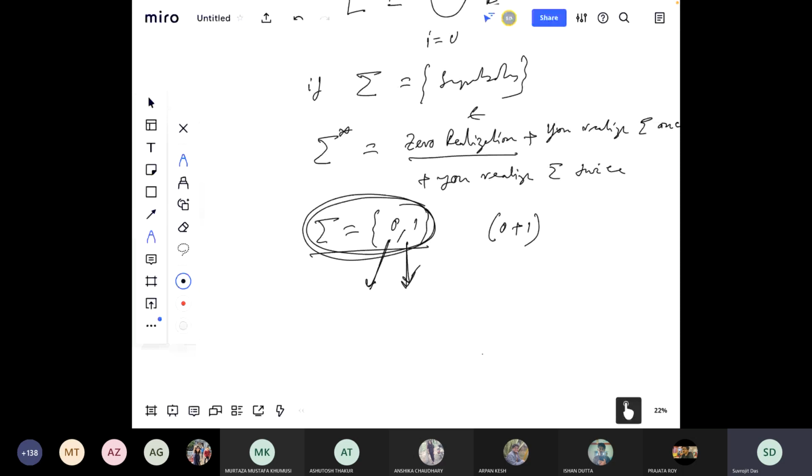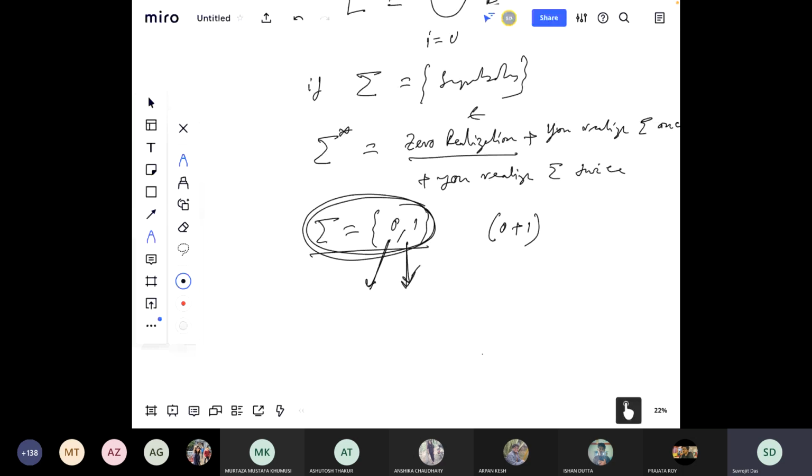You realize sigma twice. What does it mean? In the first realization, you may have a 0. In the second realization, you may have a 1. So you may have a string 0, 1. Or in the first realization, you may have a 1, and in the second realization, you may take a 1 out of this. You take a single symbol out of these two symbols with probability half. So this is another valid string of sigma square. So what is sigma followed by sigma?